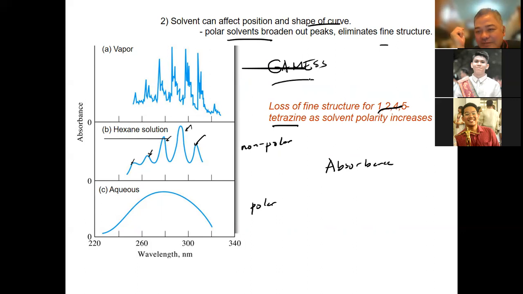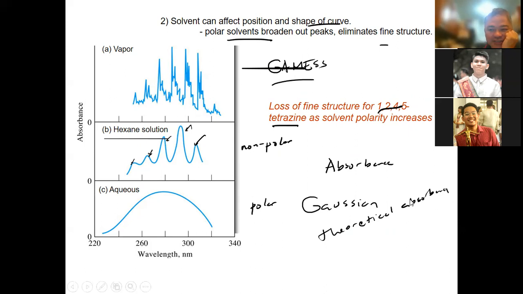But I gave him a copy of the Gaussian. Then you can compare a theoretical absorbance from the calculation, although I don't usually use it. I use Gaussian only for my vibrational frequency. Okay, but that's a good one. So you can see that if you put a solvent, it's really different than just the vapor.